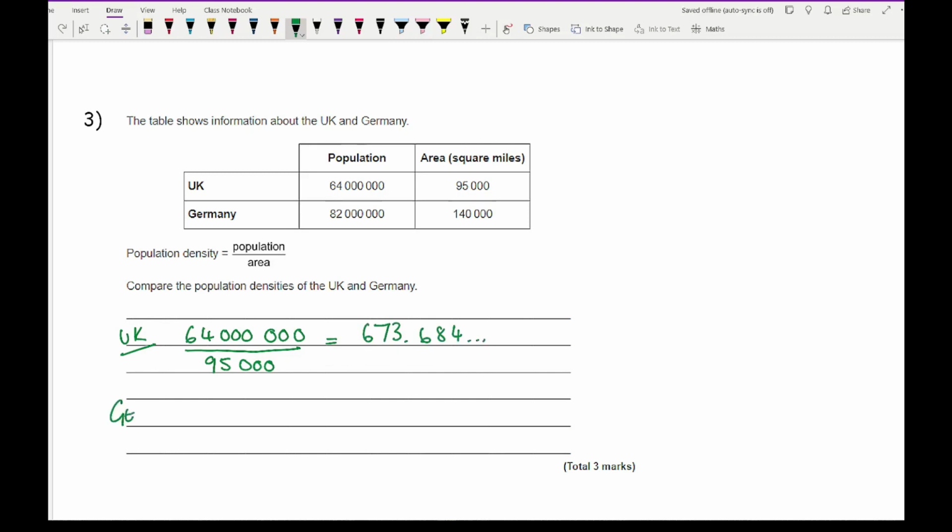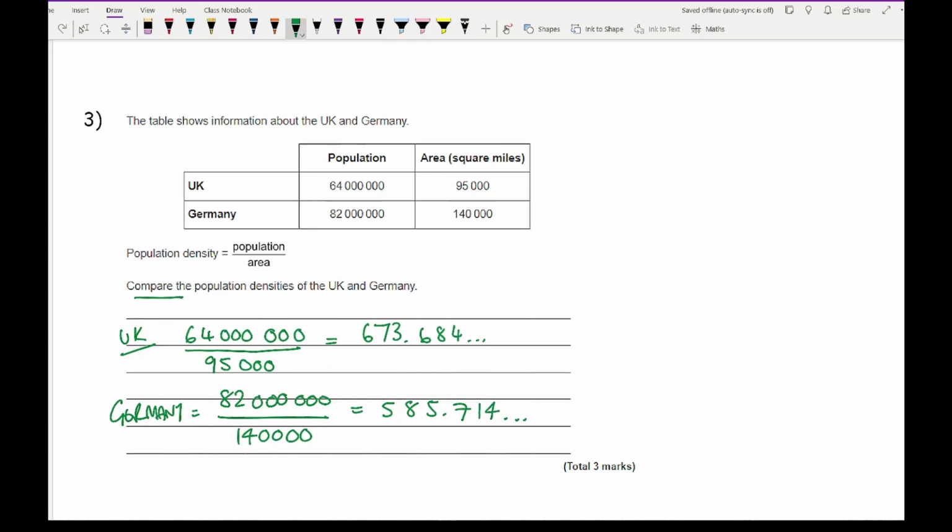Then if I write down Germany, and do the same calculation, the population is 82 million over 140,000. So more land area in Germany than there is in the UK. We do 82 million divided by 140,000. Just be careful when you're entering your zeros, make sure you've got the right number of zeros, and I get 585.714. Now I've not answered the question because the question is asking me to compare, so all I need to do is write a sentence looking at the population density.